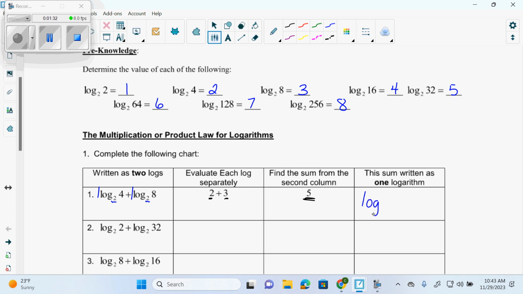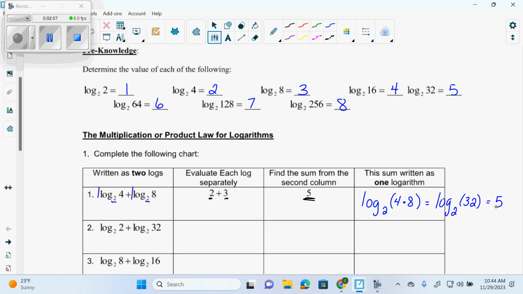I can go log base 2, and then I can go 4 times 8. So that's the rule. If I have a plus sign between them with 1s in front, and the bases are the same, I can put them together in multiplication. Now this becomes log base 2 of 32. What's log base 2 of 32? 5. Same answer. They end up with the exact same answer. So it is true that you can do that.